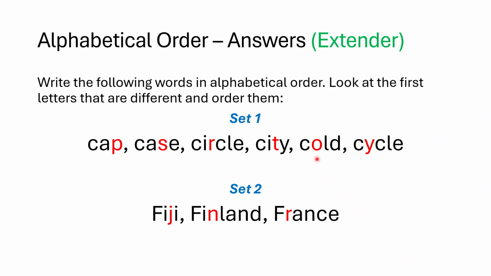Cold, the second letter is O, which comes after the I. And cycle, the second letter is Y, which comes after O. Fiji and Finland both begin with FI, so the third letter J comes first. The third letter N comes next. France, the second letter is R, and R comes after I.